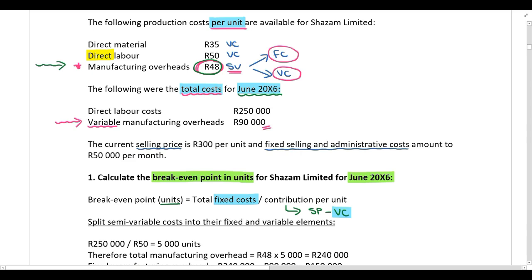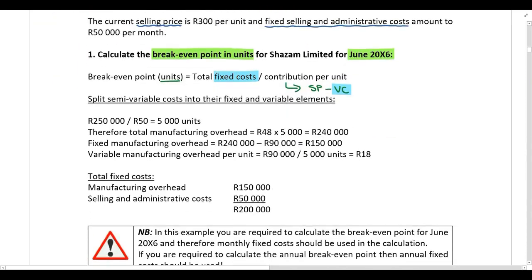And you can easily perform that calculation because you've been given the direct labor cost per unit, and we've also been given the direct labor cost in total. So if we take this total cost and divide by the cost per unit, that will give us the number of units that were manufactured in June 20X6. So you can see that calculation over here just below. In June 20X6, they manufactured 5,000 units.